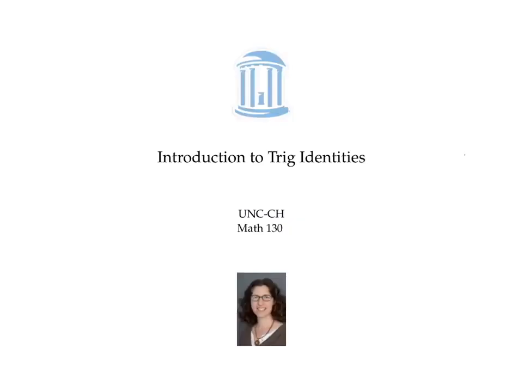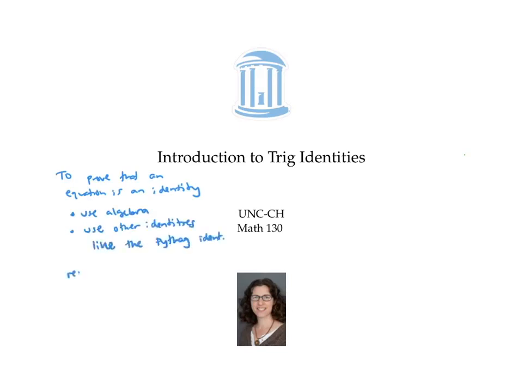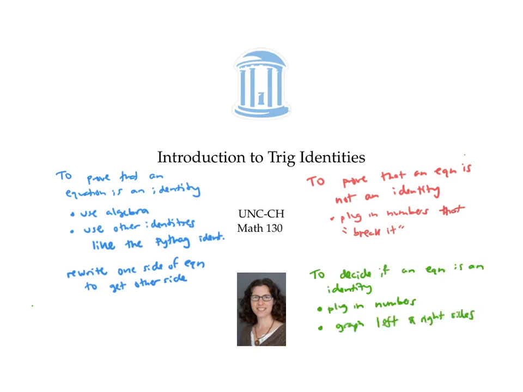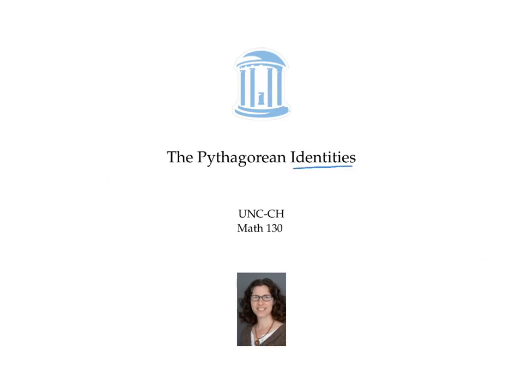It's an identity. The best way to prove that an equation is an identity is to use algebra and to use other identities, like the Pythagorean identity, to rewrite one side of the equation till it looks like the other side. The best way to prove that an equation is not an identity is to plug in numbers that break the identity, that is, make the equation not true. Now, if you're just trying to decide if an equation is an identity or not and not worried about proving it, then I recommend plugging in numbers or graphing the left and right sides to see if those graphs are the same. Recall that an identity is an equation that holds for all values of a variable.